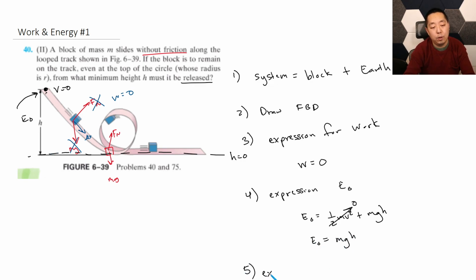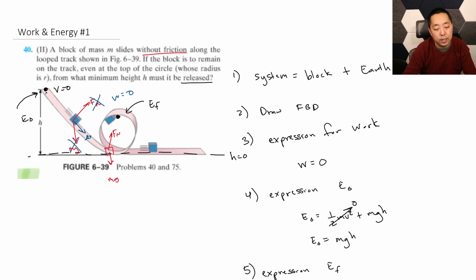Step 5, we now want an expression for the final energy. What do we care about? Even at the top of the circle, we want to remain in contact. So we're going to talk about this point here. At this point up here, we want to think about what energies there are, because if the block is going to lose contact with the track, it's going to be up here. Down here, if it's not going fast enough, it's definitely going to happen at the very top. So let's think about what forms of energy we have there.